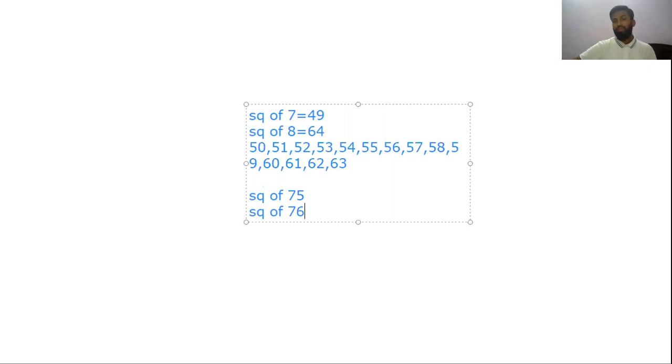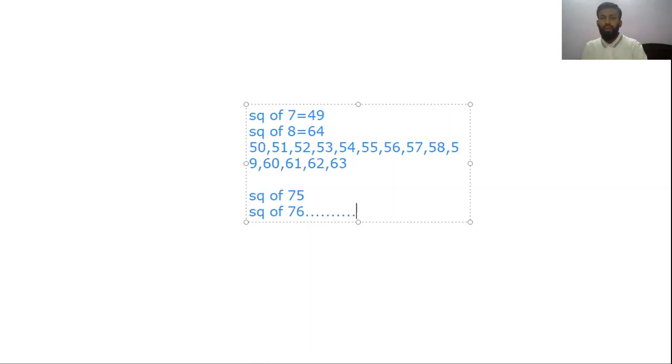Now the square of 75 is something, a square of 76 is something, and those are big numbers. So how many numbers are there in between the square of 75 and 76? I will not count them, right? I will directly write the answer. So how can I write the answer?